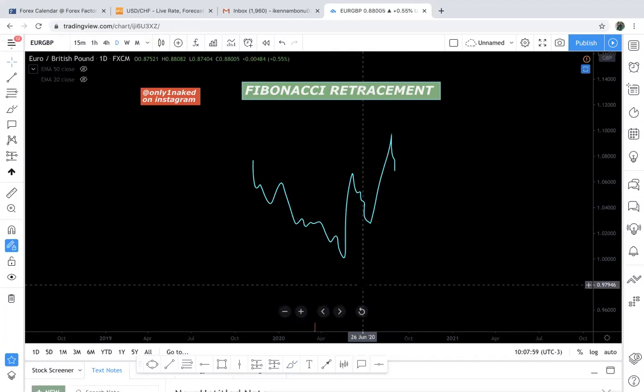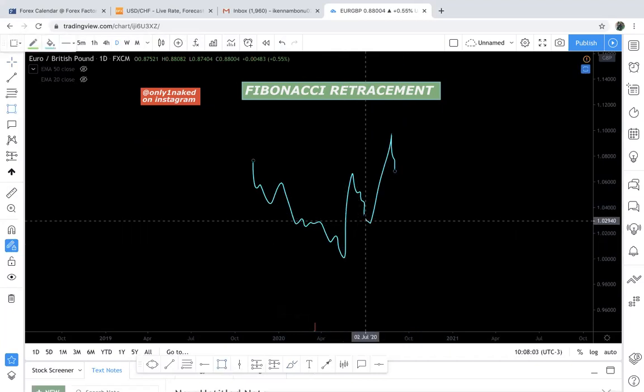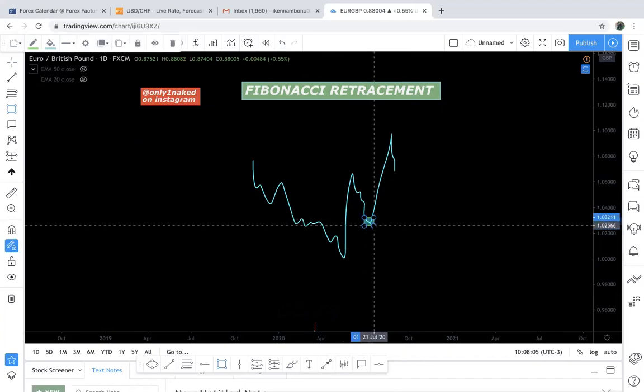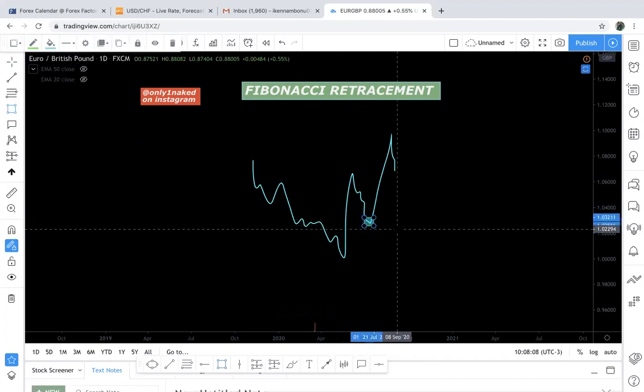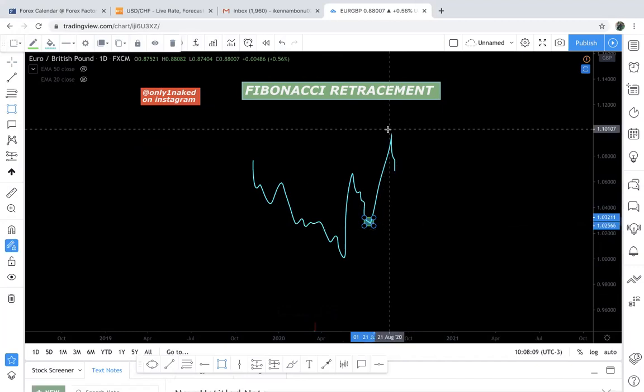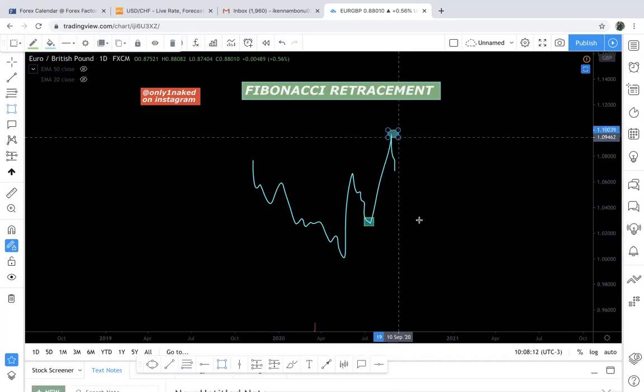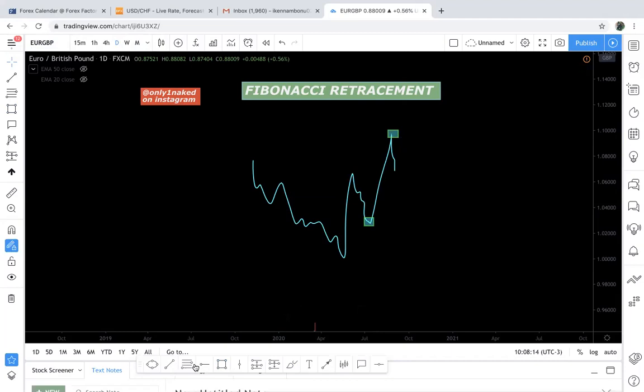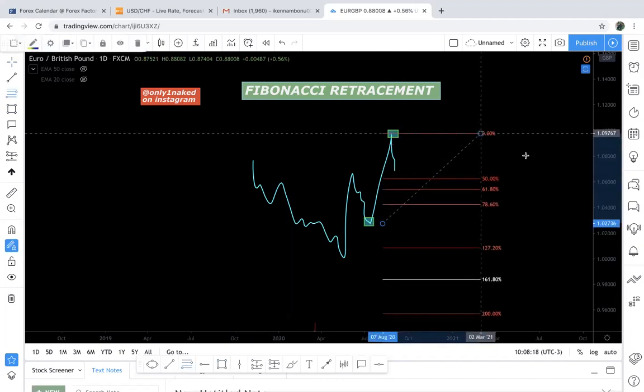Now we have another impulsive move. Focus on the last swing low to swing high. This is it here, swing low. Because we are looking for a buying opportunity, it has to be swing low to swing high this time. And this is where the correction started from, swing high. Now what do you want to do? What did I say you have to do? Draw your fib from swing low to swing high right there.